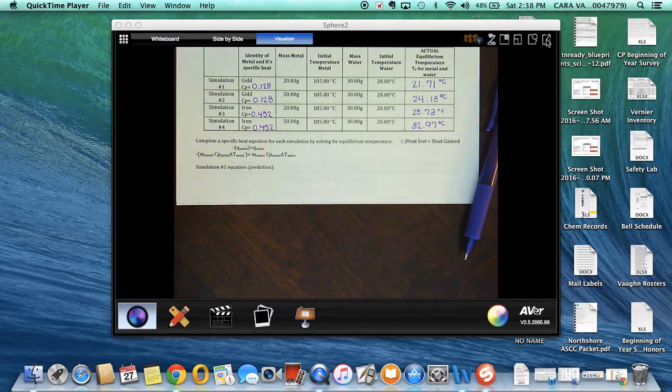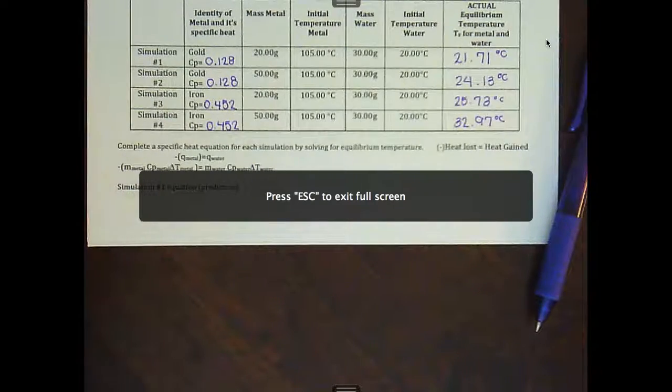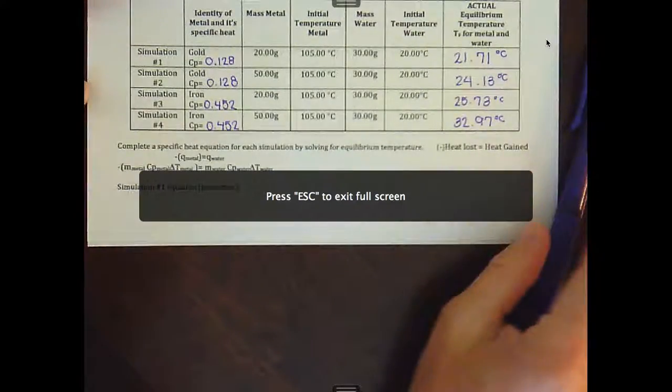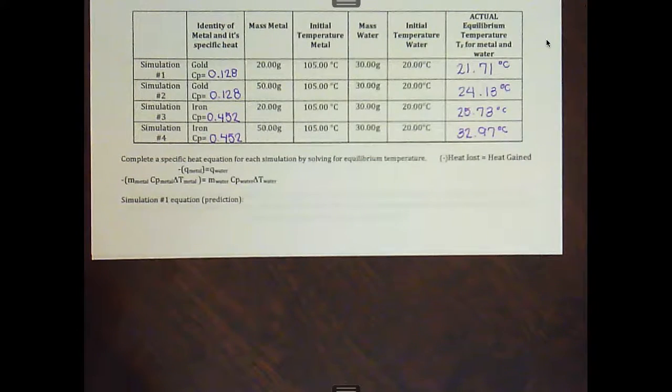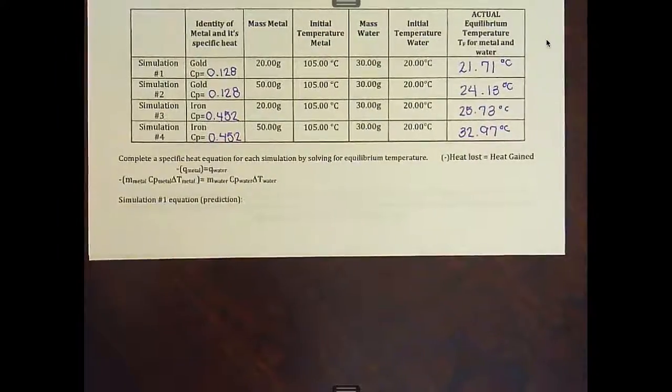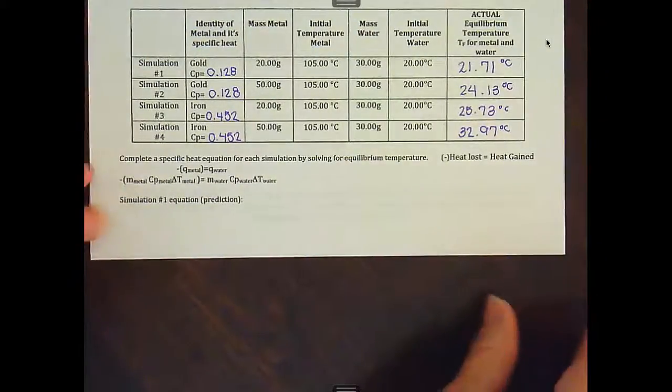Okay, we are going to go ahead and take a look at one of your pre-lab questions, and I'm going to help you through it. The key thing to remember is that simulation 2, 3, and 4 are going to be set up the exact same way that this one is. Give me just a second. I'm going to try to focus this a little bit better. There we go. Hopefully that's a little bit better.